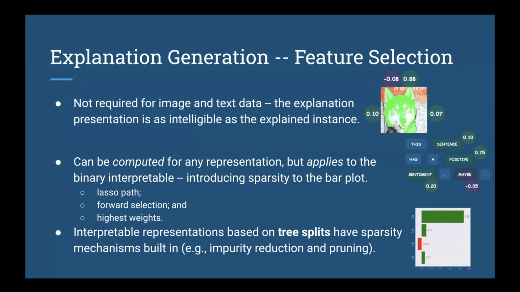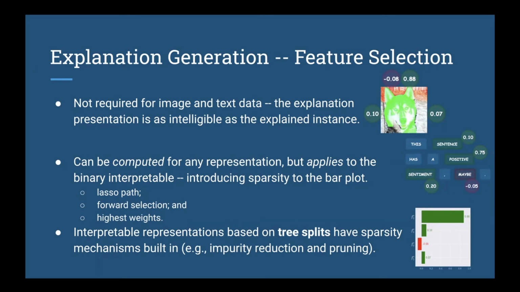With images and text, you could convey the explanation with the original instance. So you could just overlay the explanation on top of the image or the sentence, which was way easier for the explainee to understand and read.